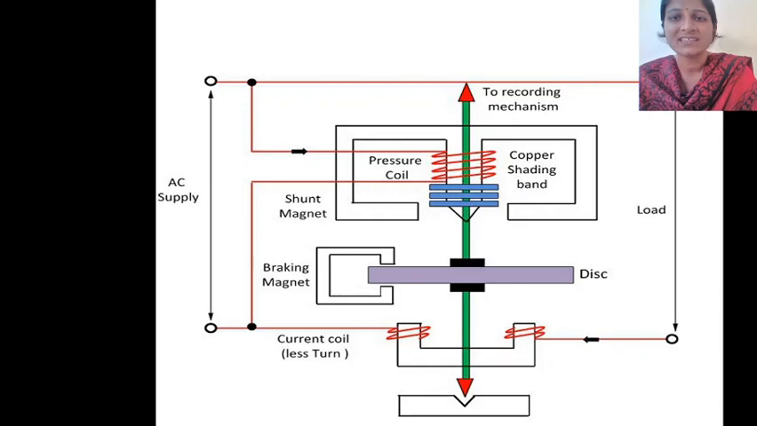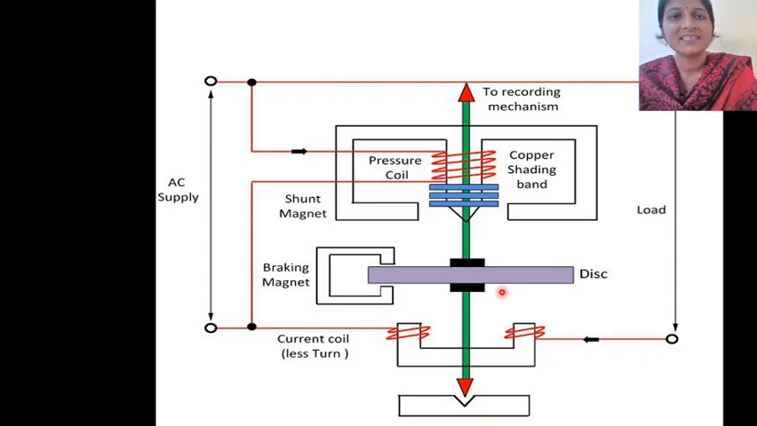Whenever the load is connected to the current coil, this current coil will also get energized, and one more series flux, phi s, will be produced. Because of this flux, again an induced EMF is produced, and again eddy currents are produced in the disc. So there are now two eddy currents: one because of the pressure coil, and another because of the current coil.